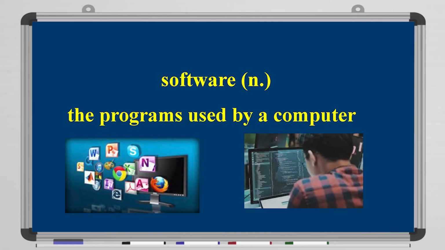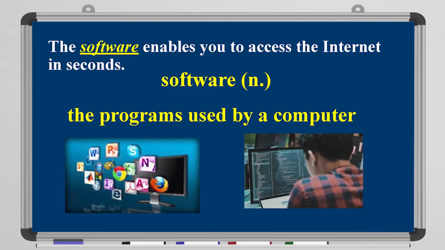Software, it's something we use in technology, mostly computers or smartphones. It's the programs used by a computer. For example, the software enables you to access the internet in seconds. It could be something like an internet surfer or anything else like that.